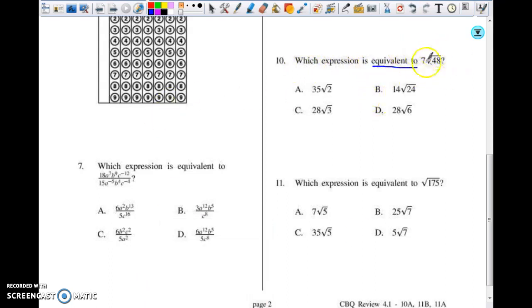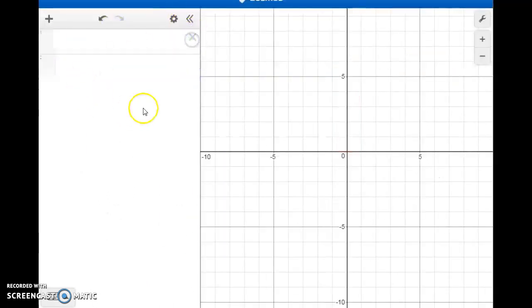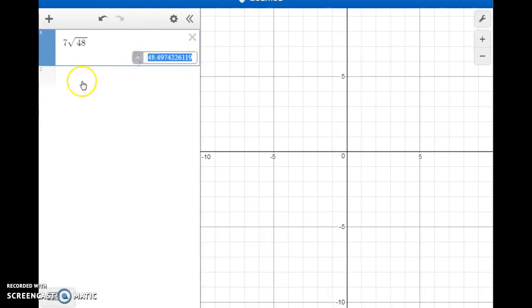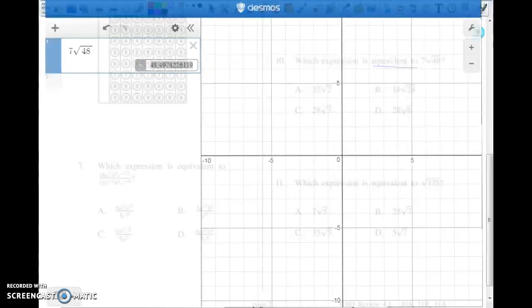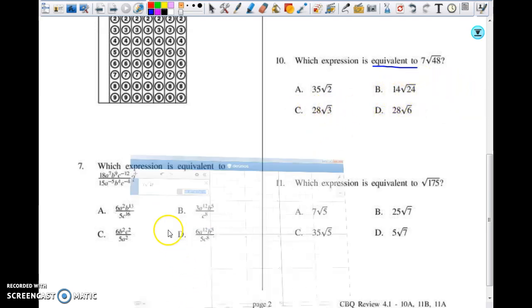So you're going to plug this into Desmos. 7. Well, it doesn't really matter actually where you plug it in, which calculator. So you do 7 square root 48. Okay. And it's going to give you this decimal. Then you're going to check one of your answer choices. So for example, let's check B, 14 square root 24.